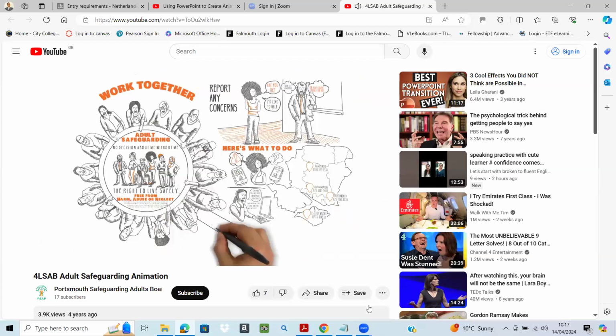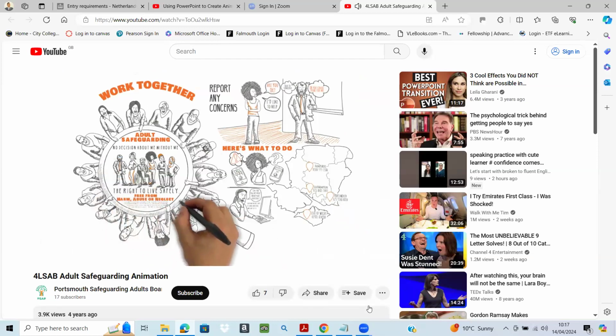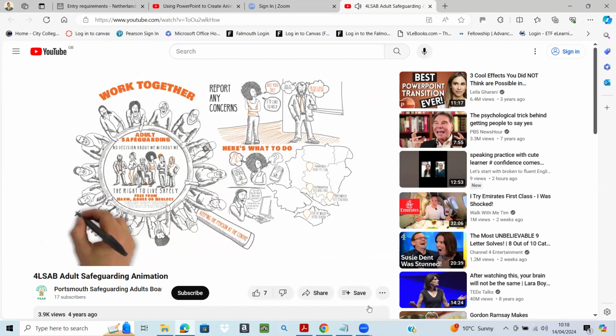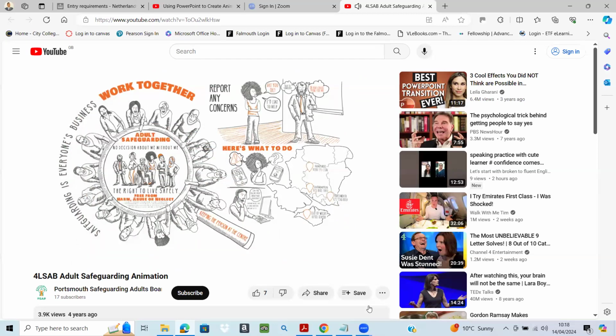Your concerns will be looked into and taken seriously. We will work with the person to help keep them safe. We'll listen and involve them, giving them control and choice over what happens next. If you have concerns, tell somebody. You will be listened to, and help is available. Safeguarding is everyone's business. We all have a part to play in keeping adults safe. Thank you for playing yours.